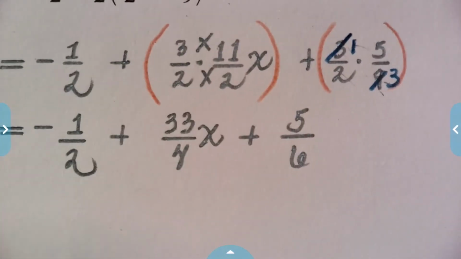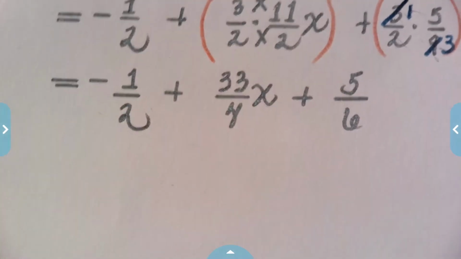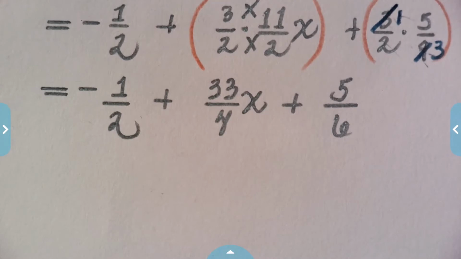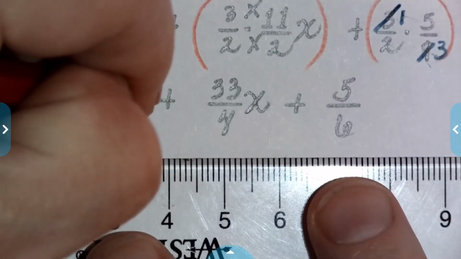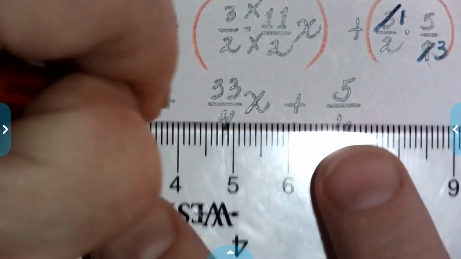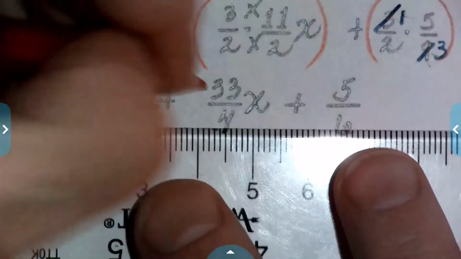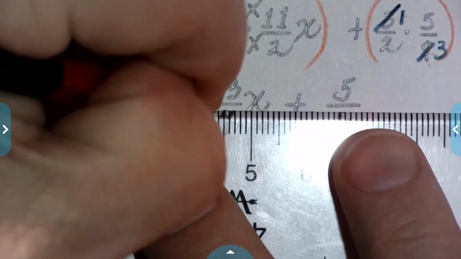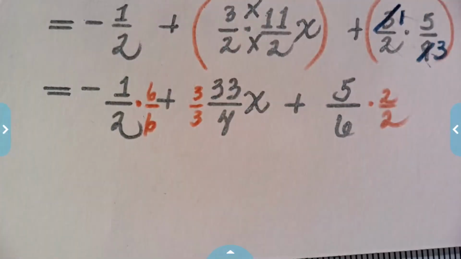Okay, so now all I have to do is to find the least common multiple between 2, 4, and 6, which is 12. So I need to multiply negative 1/2 by 6/6. 33/4 needs to be multiplied by 3/3. And 5/6 is 2/2, 2 over 2. Okay.